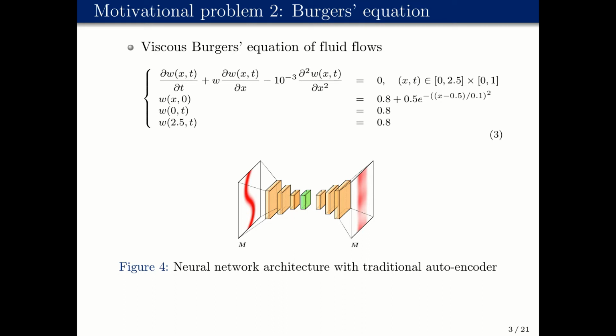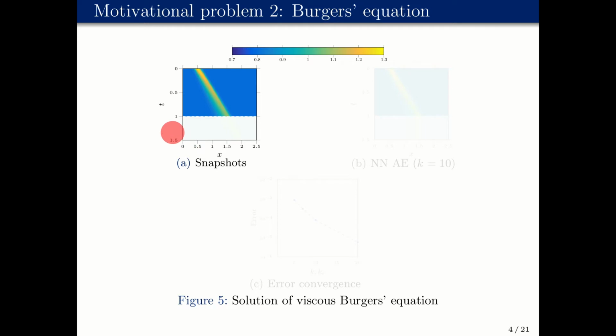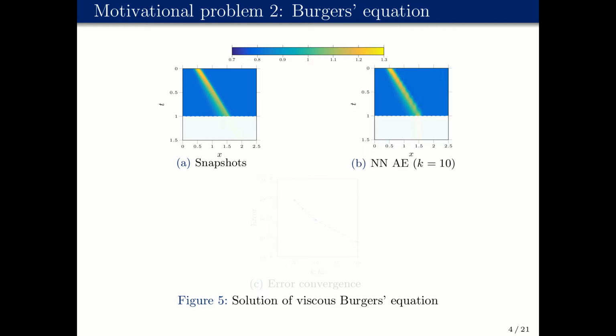In figure A, I have the solution of the viscous Burgers' equation of fluid flow for time between 0 and 1 with a Gaussian initial condition. This initial condition convects in time and also forms a shock and diffuses. So I'm going to use these snapshots to train my architecture of neural networks for both the mapping, the autoencoder, and the recurrent neural network, the dynamical system on the low-dimensional manifold. And the solution is plotted in figure B for k equal to 10. So the size of the bottleneck here is 10.